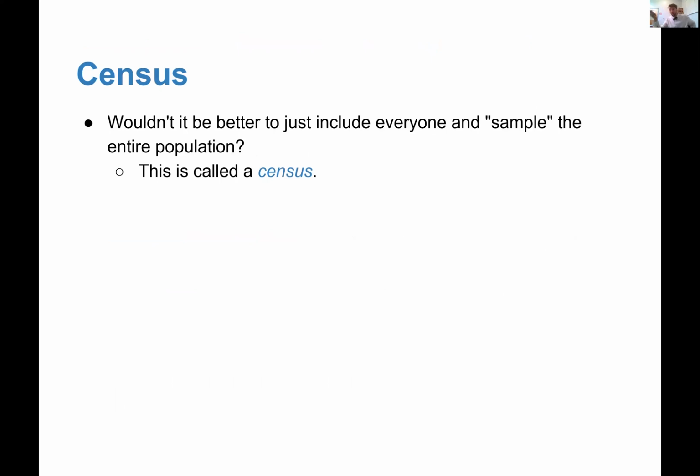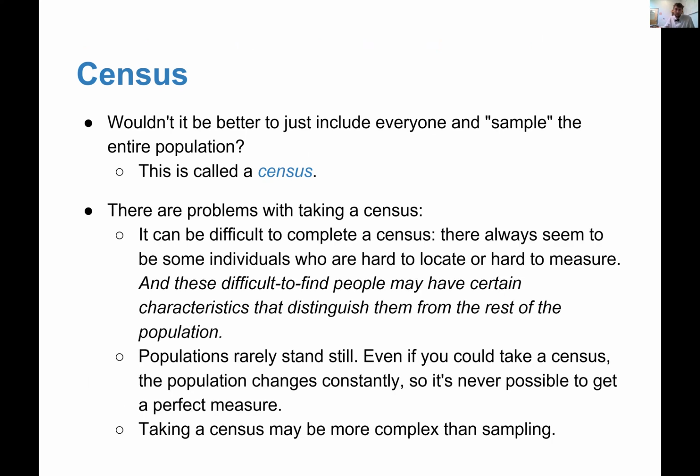All right, another vocab word, census. So wouldn't it be better to just include everyone in the sample? Just sample the whole thing, sample everyone. That's called a census. And there are problems. It's often difficult to do that. Sometimes it's possible, but oftentimes it's difficult.